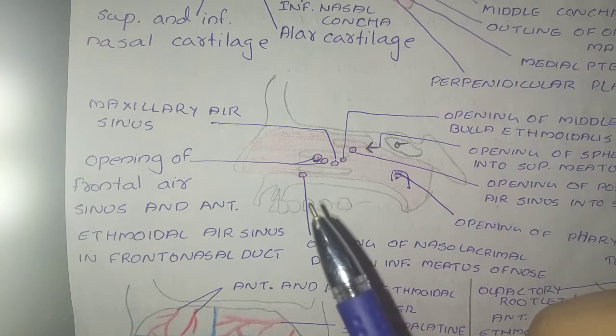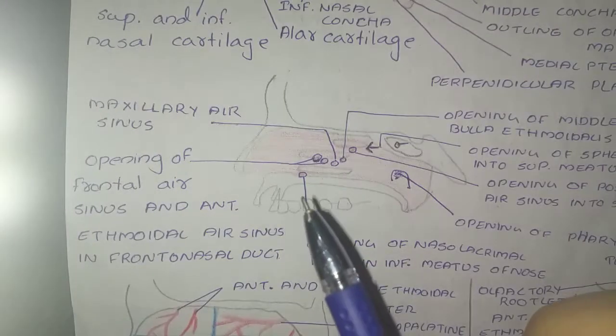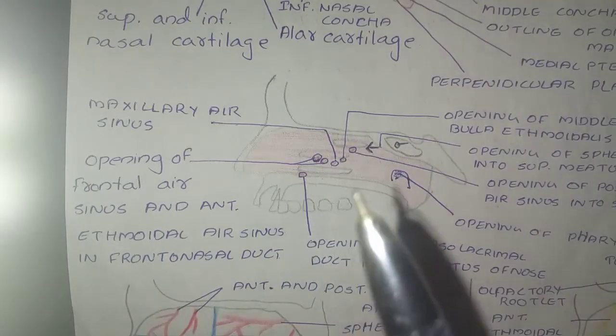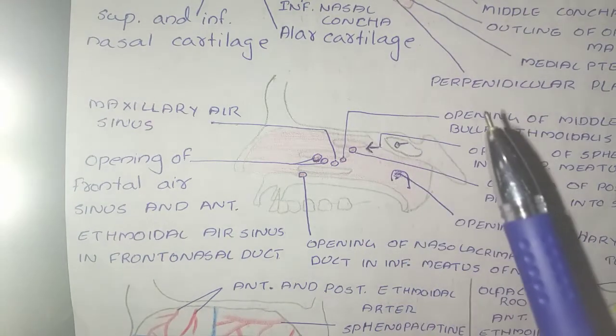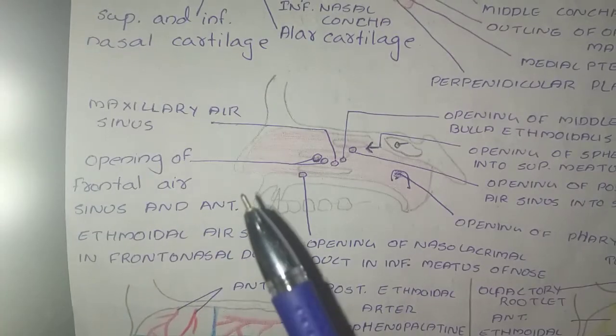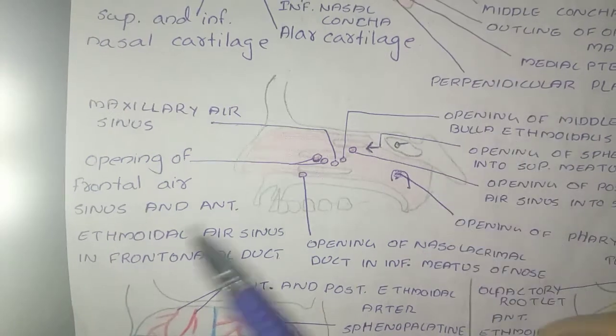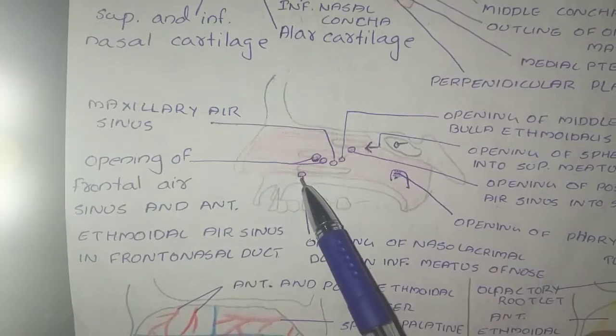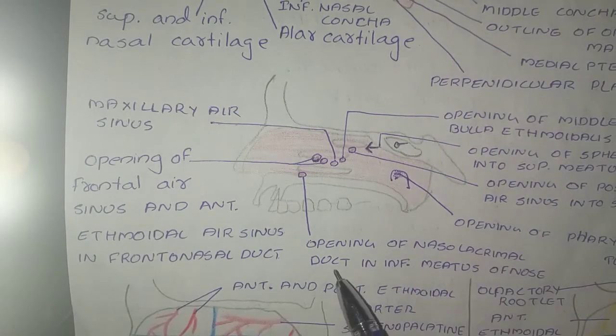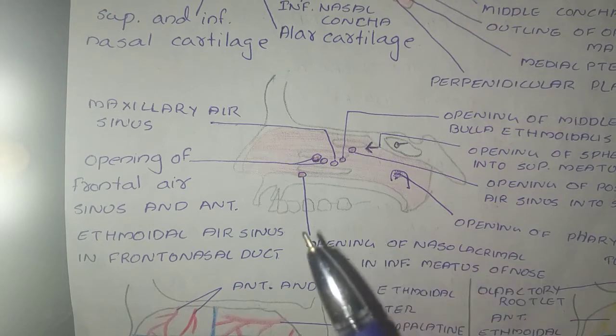Nasolacrimal duct opens at this junction of its anterior 1/3 and posterior 2/3. The opening is guarded by the lacrimal fold or Hasner's valve, which we can see here. This is the opening of the nasolacrimal duct in the inferior meatus of the nose.